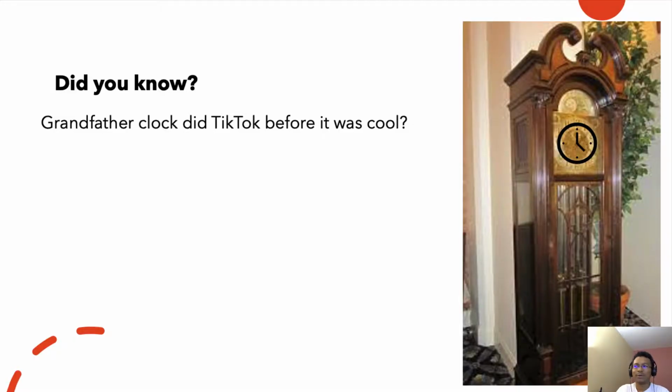Did you know that grandfather clock did TikTok before it was cool?